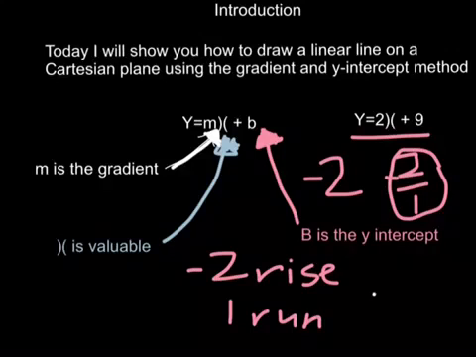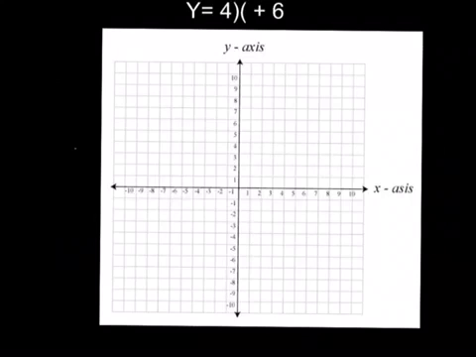Let's move on to our first example. Our equation here is y equals 4x plus 6. So let's first plot down our y-intercept on 6, which would be here. Now our gradient. Our gradient is 4, so it is 4 over 1. So our rise is always at the top, so it's rise 4 from the y-intercept.